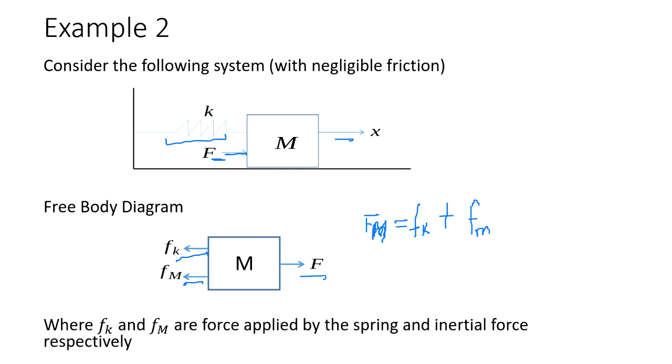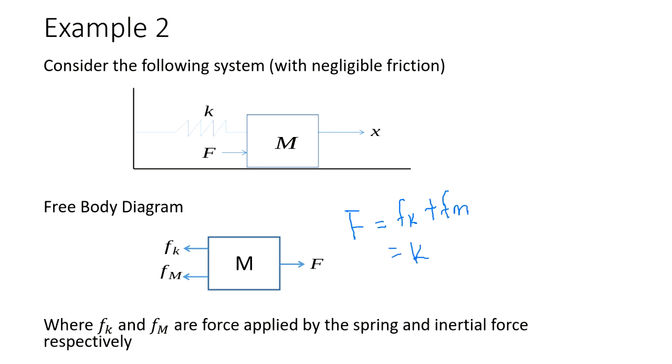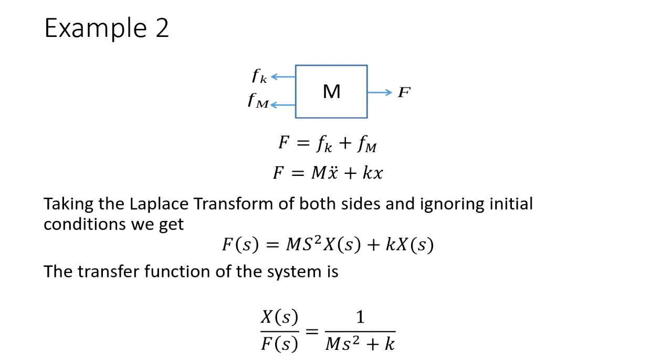Sorry, that was a mistake. I wanted to say capital F is equal to Fk plus Fm. We know what Fk is. It is k times x, right? Hooke's law. Fm is Newton's law, mx double dot. That is F. Right? So this is just the model equation.